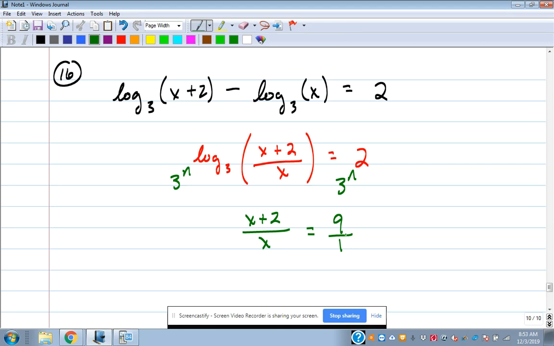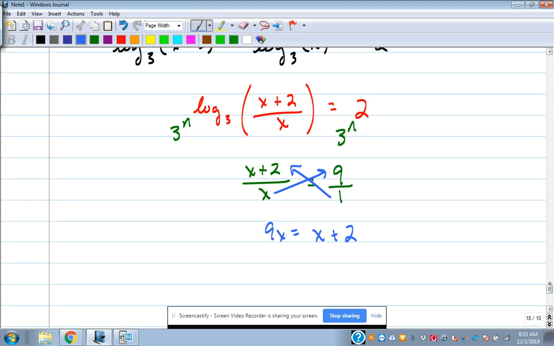How do I? Go ahead and say. Cross multiply. Exactly. You work it like it's a proportion. You just cross multiply both sides. 9 times x and 1 times x plus 2. That could be 9x is equal to 1 times x is x, 1 times 2 is 2. And then solve that equation. That's an easy one to do.